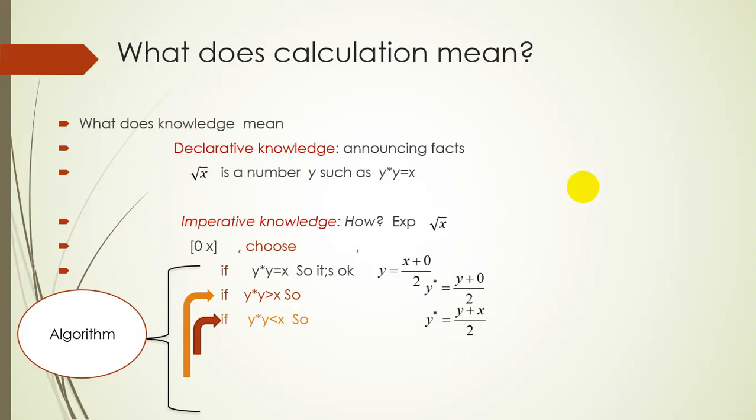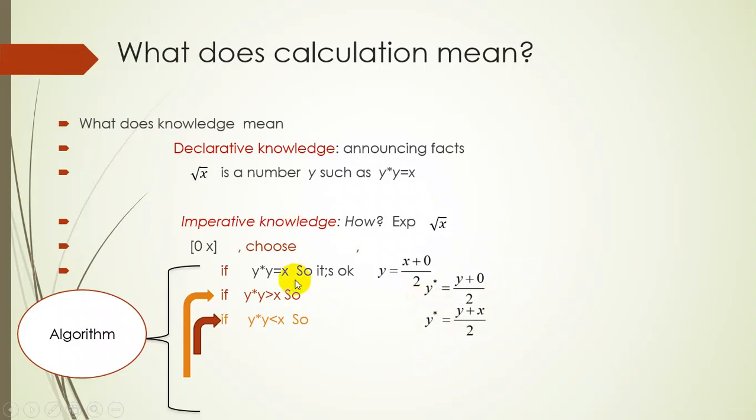I will just cite one method. It is called the bisection method. We have to choose a number between 0 and x, in the middle. So we will check if y multiplied by y equals x. If so, okay, y is the square root. If not, we will test if y squared is greater than x or y squared is less than x, and we have to calculate the new y and do the test.